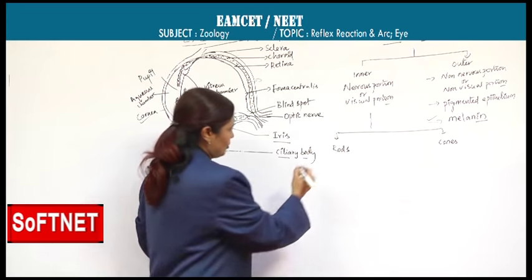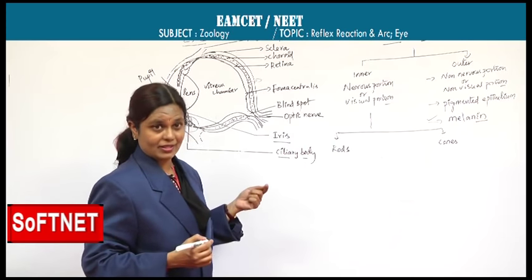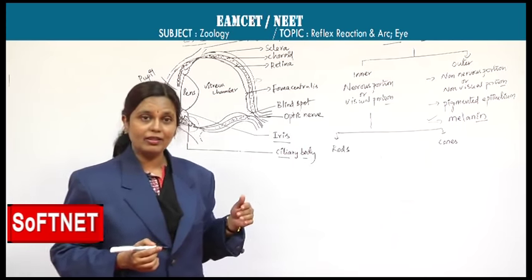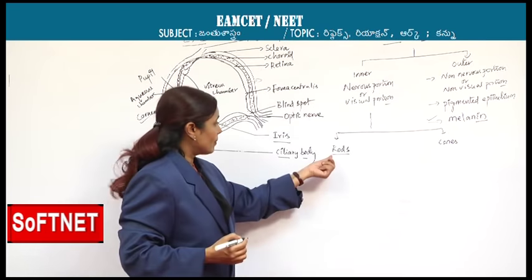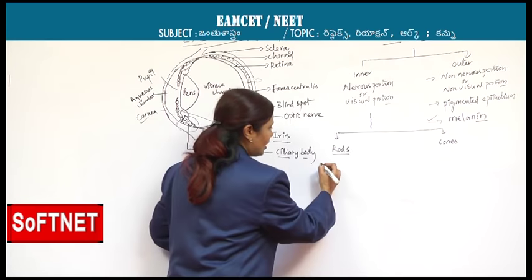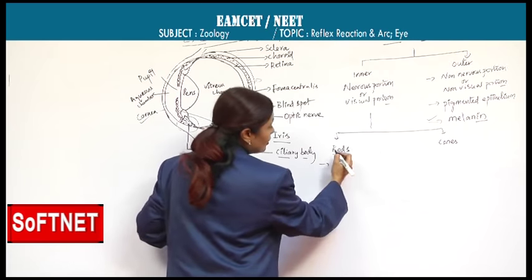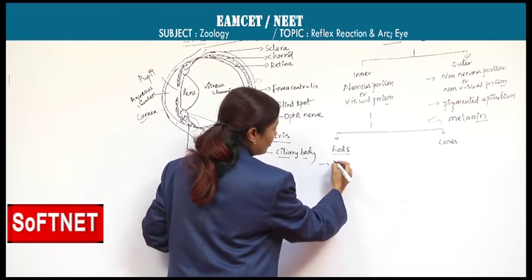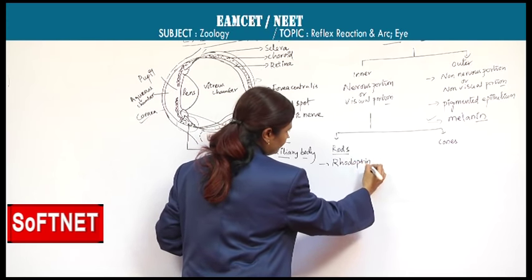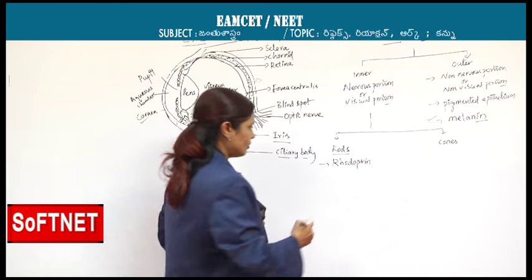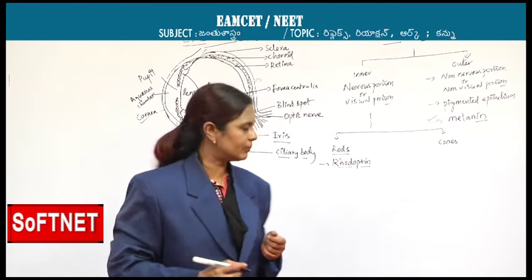Then about the rods, as we already discussed, these are photoreceptor cells specialized in receiving light and formation of images. Now about rods, these rods are comparatively more in number than the cones. They consist of a visual pigment called rhodopsin, otherwise called visual purple.